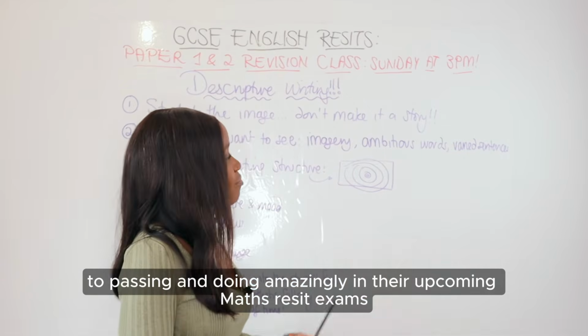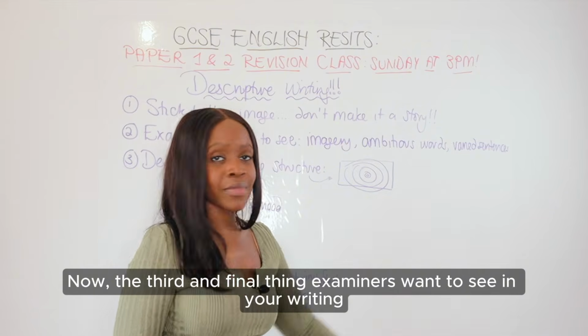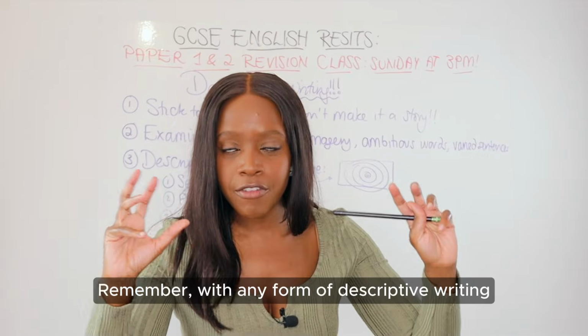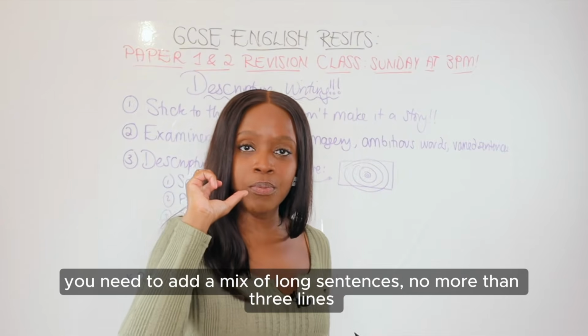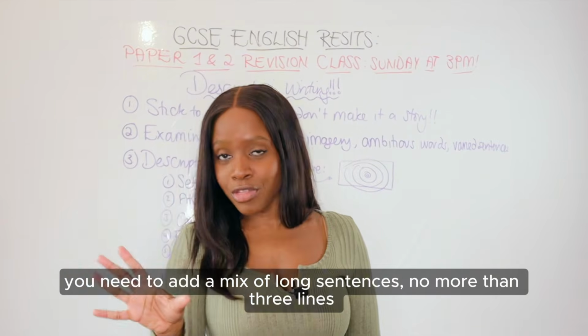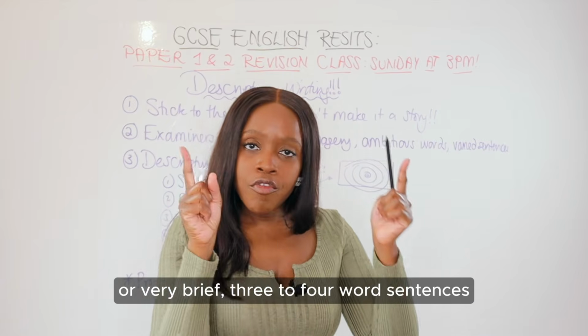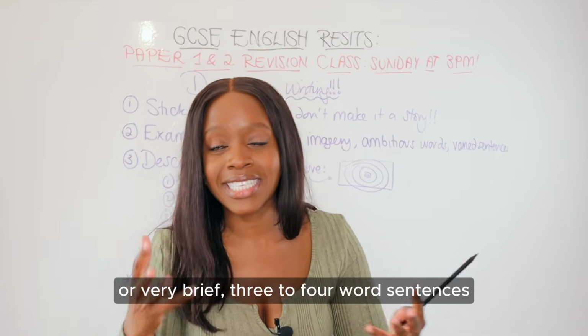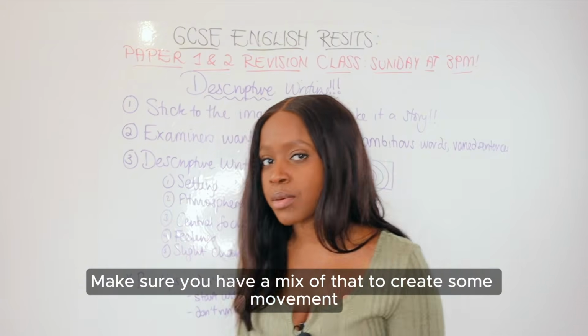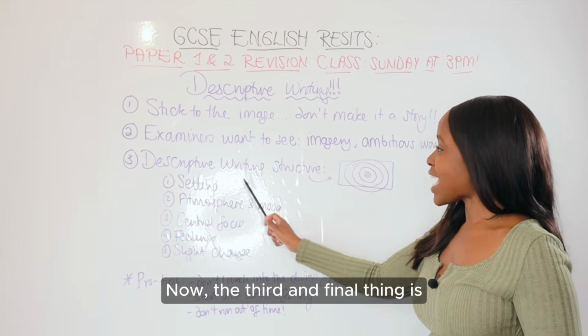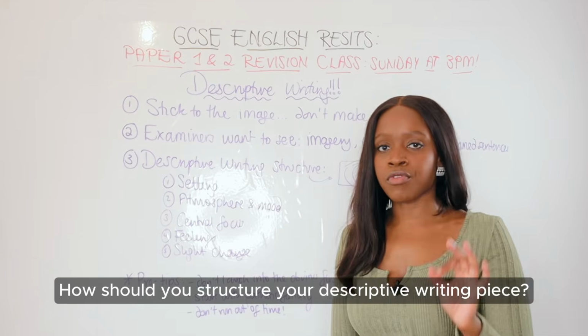Now, the third and final thing examiners want to see in your writing, and this you must absolutely include, is varied sentence lengths. Remember, with any form of descriptive writing, you need to add a mix of long sentences, no more than 3 lines, and also short, punchy, one-word sentences, or very brief 3 to 4 word sentences. Make sure you have a mix of that to create some movement, but of course you're not taking it into story territory.